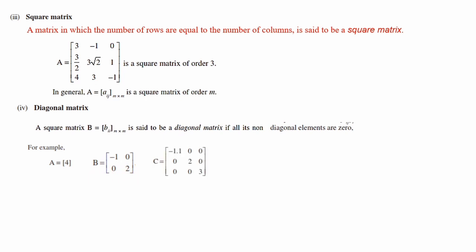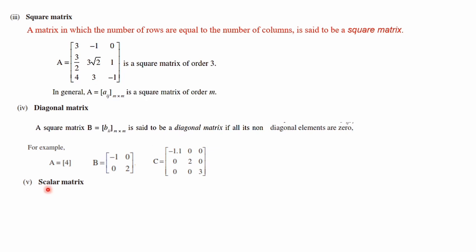Next, if you take a 3 by 3 matrix, it will be a little more clear. That means diagonal elements mean these are the diagonal elements, that is minus 1, 2 and 3. Other than these elements in this matrix, all other elements are 0. So this is an example of a diagonal matrix.